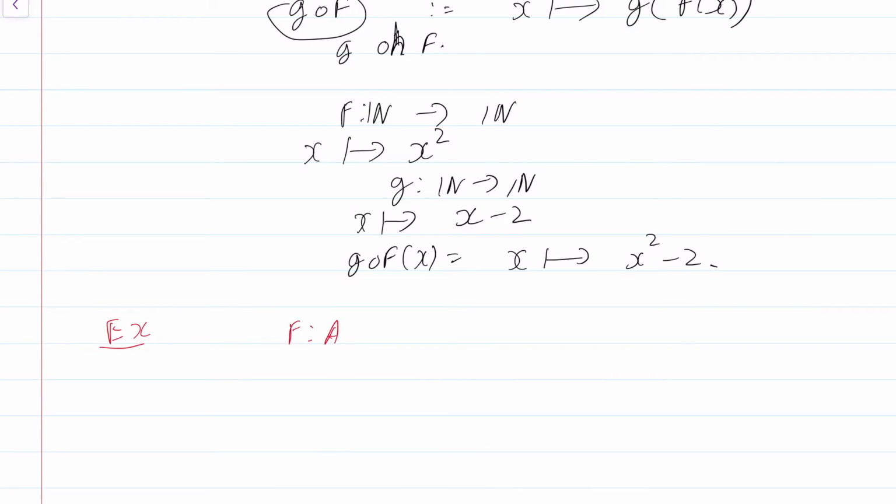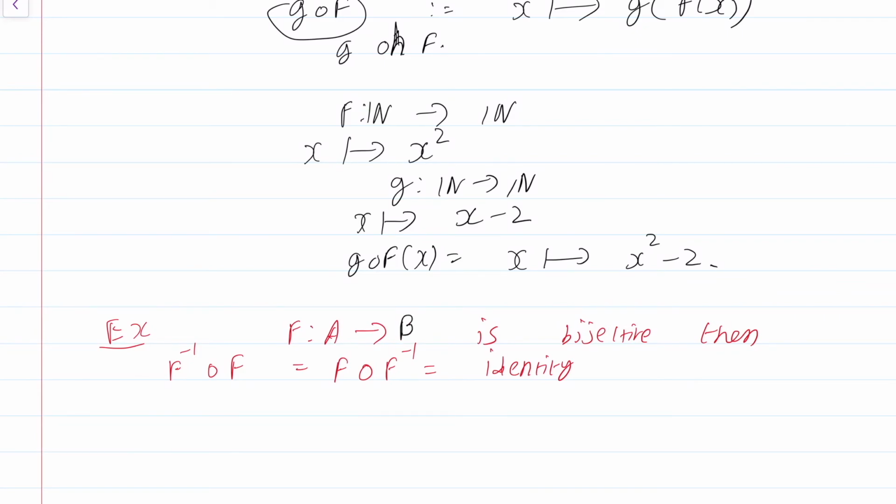If f from A to A is bijective, then f composed with f inverse is identity. The same is true of f inverse composed with f. In fact, you can always say f from A to B itself, except now you have to check. You cannot write f inverse f equal to f f inverse equal to identity. You will have to be a bit more careful.